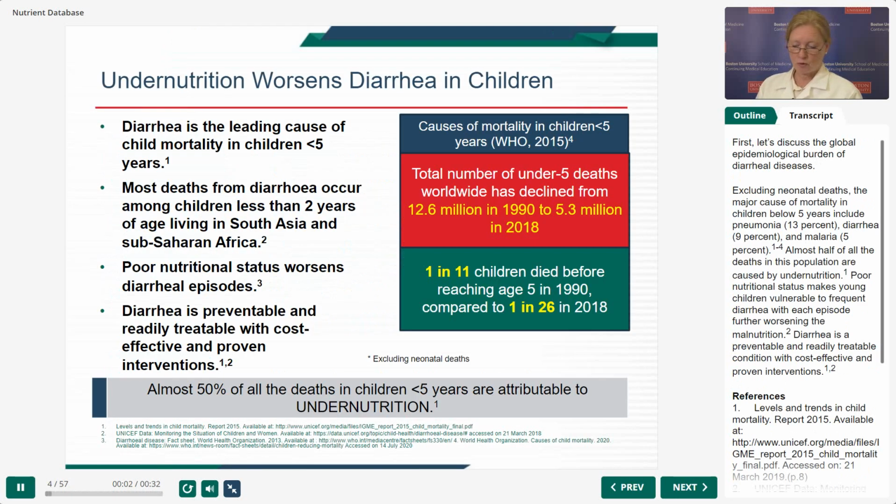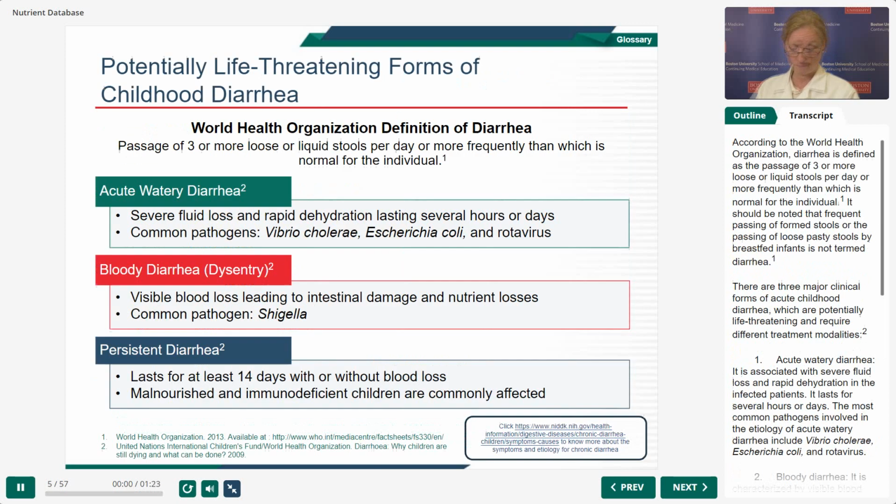A few facts about nutrition status and diarrhea. Diarrhea is the second of the top 3 causes of mortality in children who are less than 5 years old. In this slide, you can see that mortality is exceptionally high in patients with pneumonia, but also in diarrhea and malaria. Almost 50% of deaths in children less than 5 years of age is attributable to undernutrition.